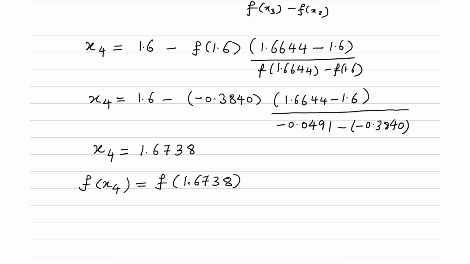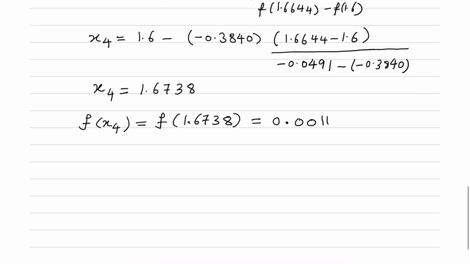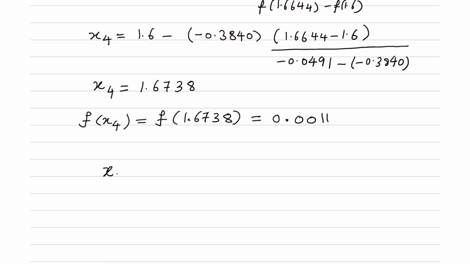Every time we find a new x, which is x4 here, we have to plug it in the function to see if this is where we have to stop. So we find f of x4, f of 1.6738. We plug 1.6738 in the function and we get 0.0011. We are closer to the root because on the right of the decimal we have 2 zeros, but remember we have to find the root correct to 3 decimal places. So we have to find an x which, when we plug in the function, has 3 zeros on the right of the decimal. So it means we will have to continue. So we will now find x5. How shall we find x5?